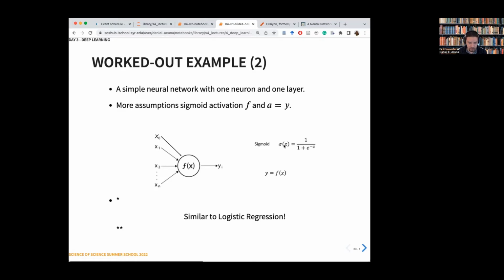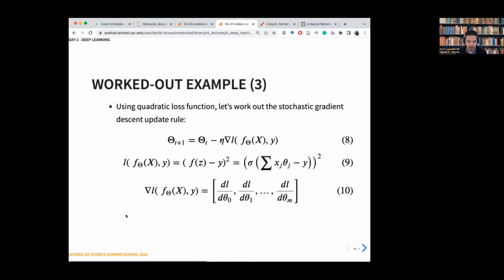So if we use the sigmoid function, which is this function right here, that becomes simply logistic regression. This is just an example. All right, so now, if we have more than one neuron, let me show you what happens with the optimization.